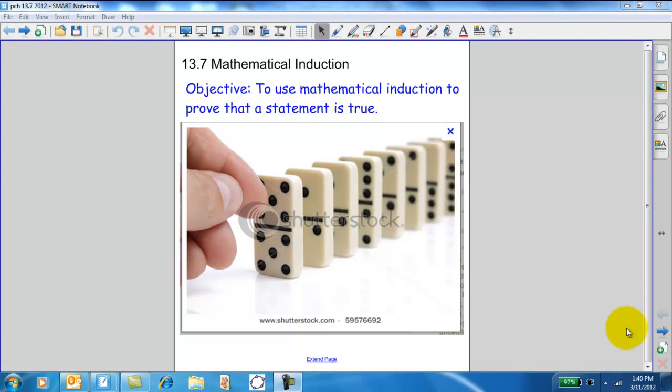Hello, pre-calculus honors students. Here we are with our last section in 13.7, mathematical induction. We're going to use mathematical induction to prove that statement's true.